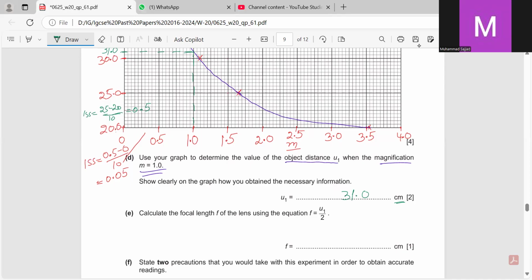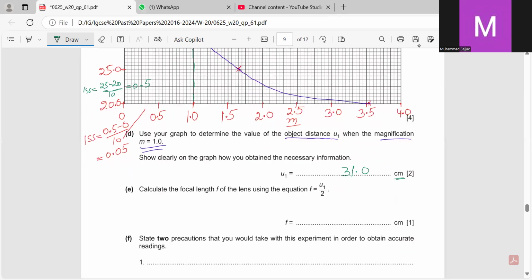Now calculate the focal length f of the lens using the equation f is equal to u1 divided by 2. So f is equal to u1, which is 31 centimeters, divided by 2. So the answer will be 15.5, and the centimeter unit is again mentioned. It's not necessary that every time it will be given. Sometimes it is available, sometimes it's not given. So be careful, check the unit in your very final answer.